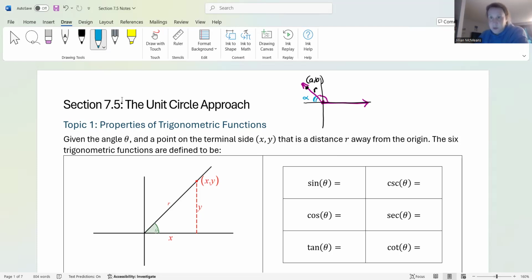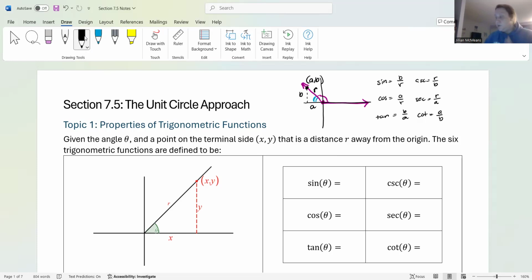So we had this idea of this reference angle, and it basically allowed us to build a right triangle where we had a distance A and a distance B, and we were able to say that sine was B over R, cosine was A over R, tangent was B over A, cosecant was R over B, secant was R over A, and finally cotangent was A over B. Okay, we're just reviewing that here.